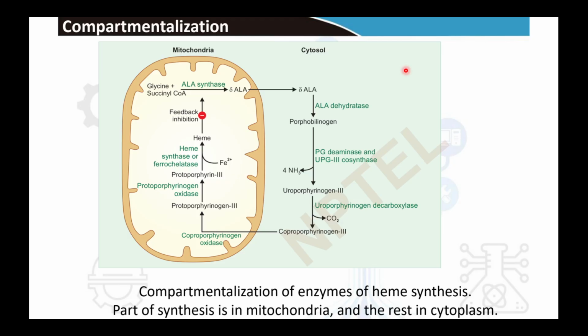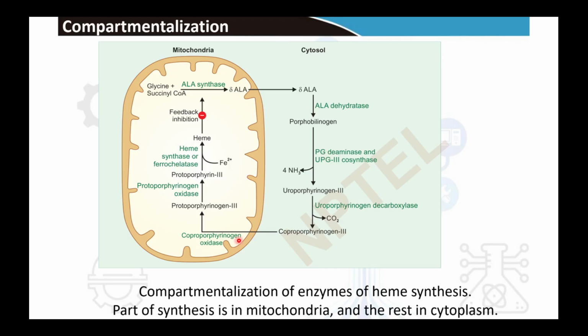If the body has enough heme and it wants to signal now that we don't need more heme synthesis, it will directly stop it at the first step. It will inhibit the ALA synthase gene expression. Okay. So this is possible because of this compartmentalization. So you see here ALA synthase is present in mitochondria, where ALA is formed. Then ALA is transported into the cytosol, and the porphobilinogen, uroporphyrinogen 3, and coproporphyrinogen 3 synthesis occurs in the cytosol. So all the enzymes associated with these steps are present in the cytosol.